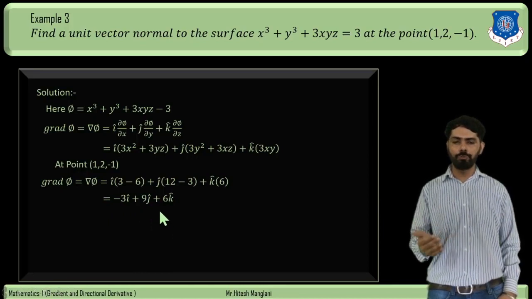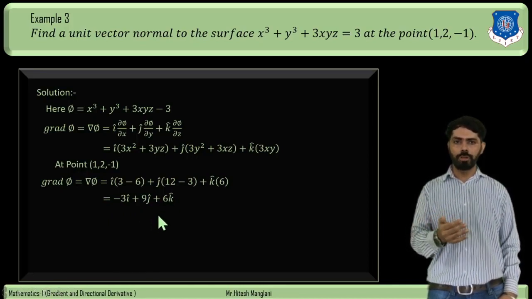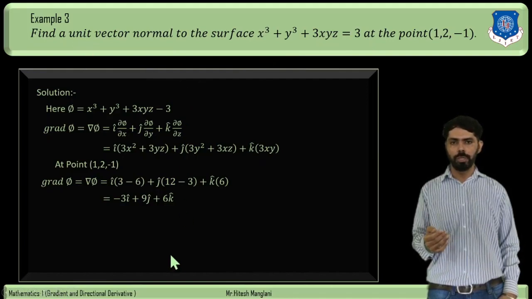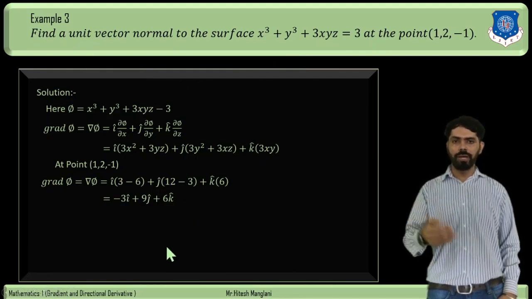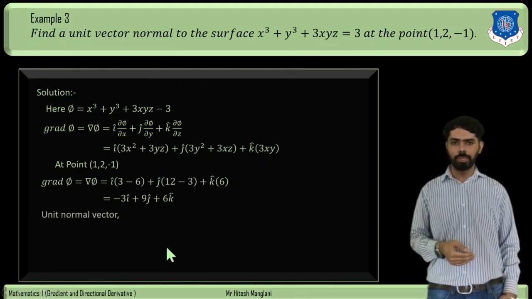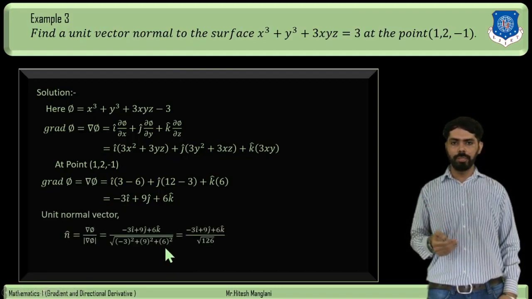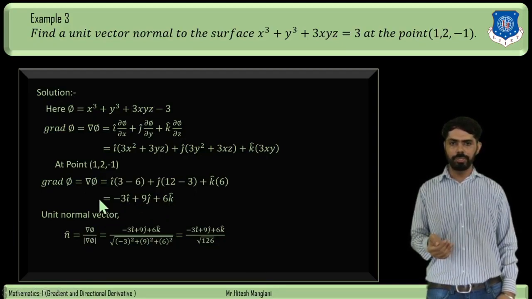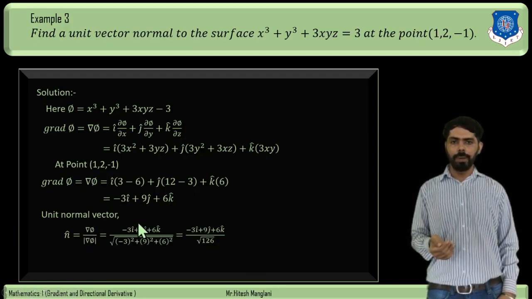That means we have found the normal vector to the surface x cube plus y cube plus 3xyz is equal to 3. But here we will have to find out the unit vector normal to the surface. Therefore, now we will find out the unit normal vector to the surface. So the unit normal vector is given by n cap is equal to grad phi divided by its magnitude. So grad phi is minus 3i plus 9j plus 6k. This is grad phi divided by its magnitude.